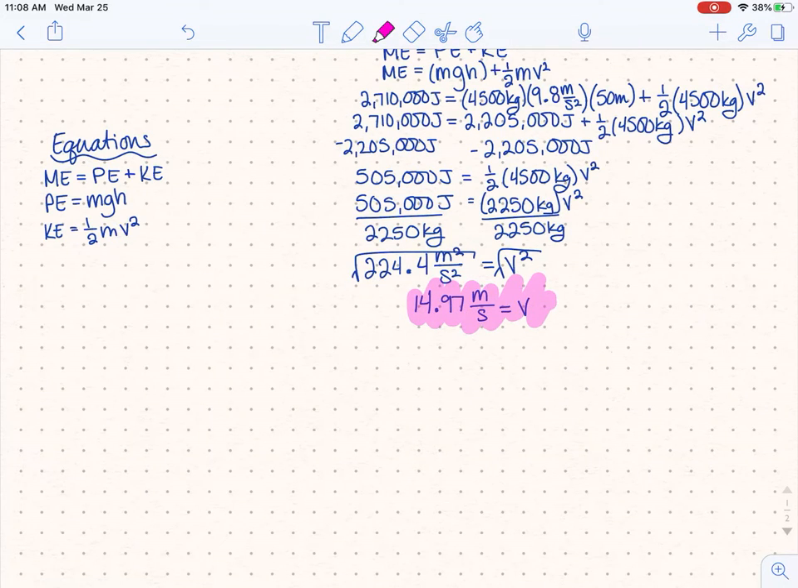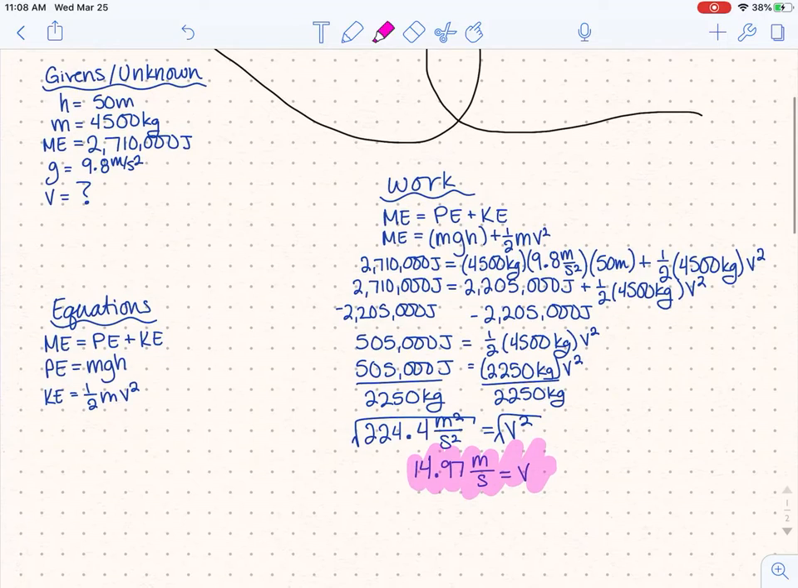All right, so that is going to be my final answer. I found the velocity. So here I had to start out with my mechanical energy equation, and then I had to substitute in my potential energy and kinetic energy equations, and then plug in all of the numbers I knew. So this wasn't too difficult of a problem. However, it did take a lot of steps, and you have to be very careful to keep track of your numbers and make sure you don't get anything mixed up.